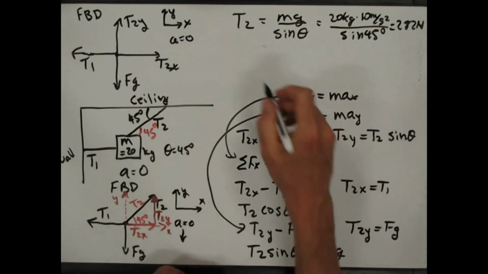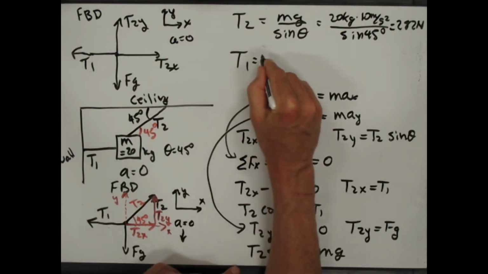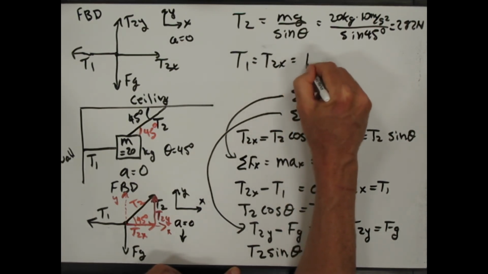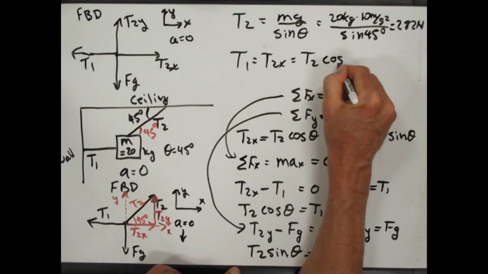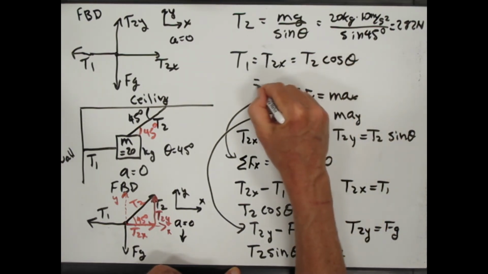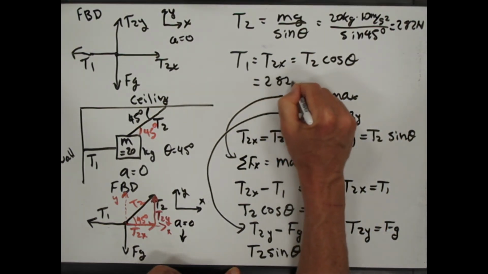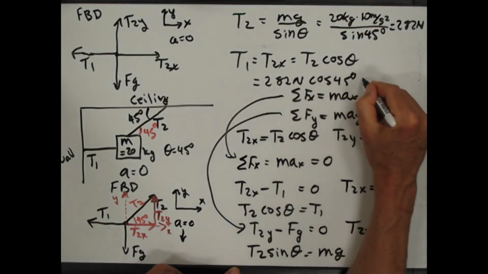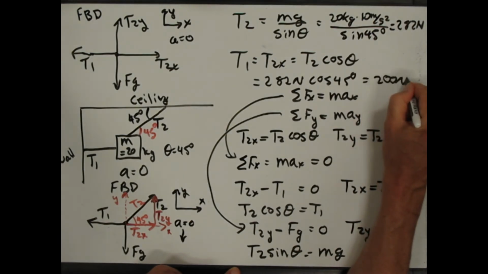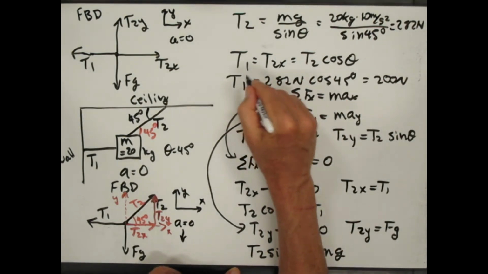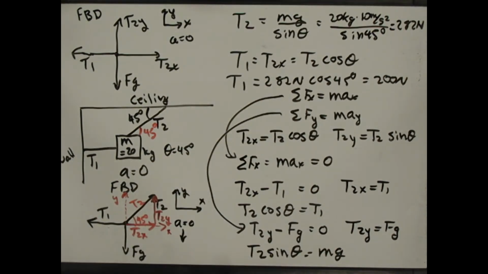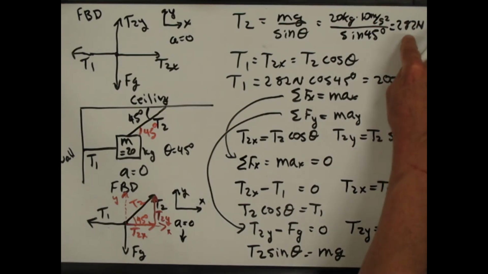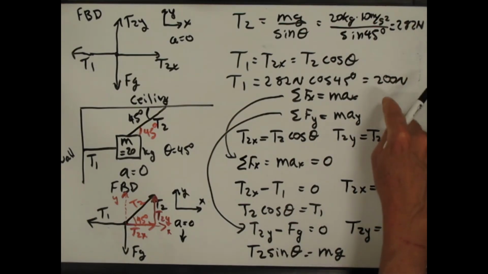And now we need to get T1. T1 is equal to T2x, which is equal to T2 cosine theta, which is equal to 282 newtons times the cosine of 45 degrees, which is 200 newtons. And so my answer to the question, what are the tensions in the two cables? This one is 282 newtons, and this one is 200 newtons.